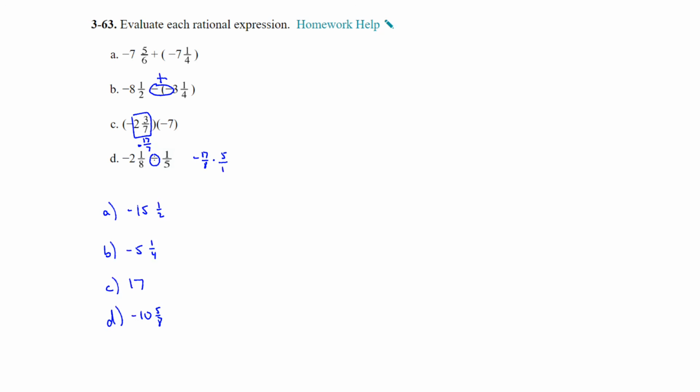So once again, you can do those by hand or plug them into the calculator. Just make sure in terms of plugging things into the calculator that you are plugging improper fractions in. If you are plugging in mixed numbers, make sure you are plugging those in correctly into your specific calculator.